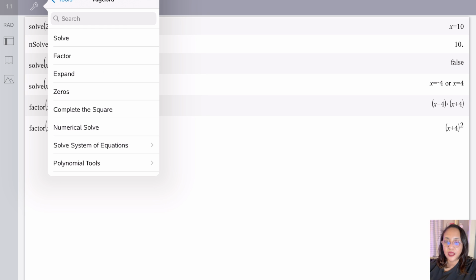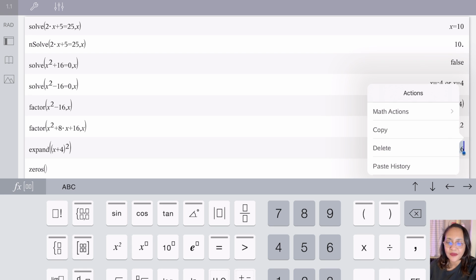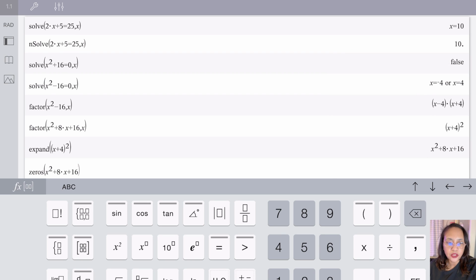And then let's go to expand, and we're going to just go up and copy what we had there. And then it does the opposite of factoring. It multiplies for you. I know, it's incredible.